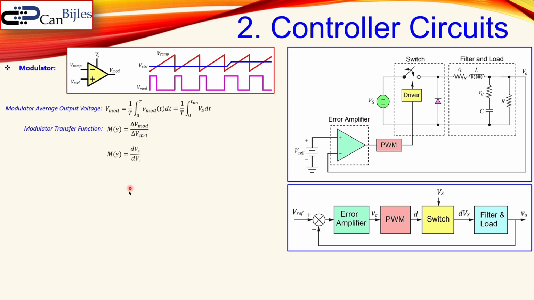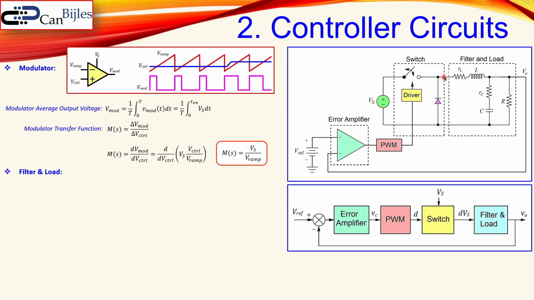We can also write it down in a mathematical form. It can be written like so, and that will at the end result in a pretty simple form: Vs, which is our input DC voltage source, over the ramp amplitude, which is the amplitude of the red signal here. So this is an important transfer function we will use later.